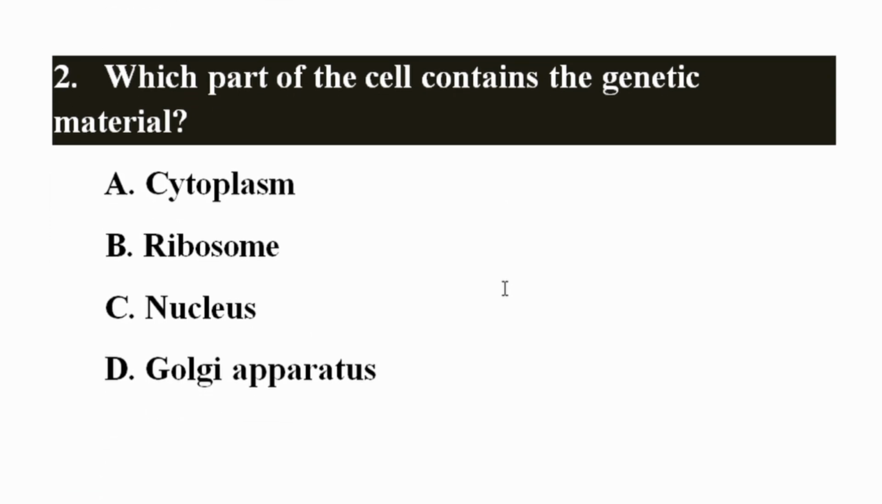Which part of the cell contains the genetic material? The right option is Charlie, nucleus. The nucleus houses DNA, the genetic blueprint of the cell.